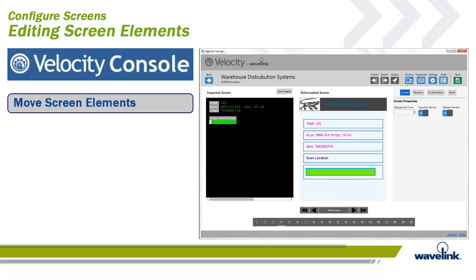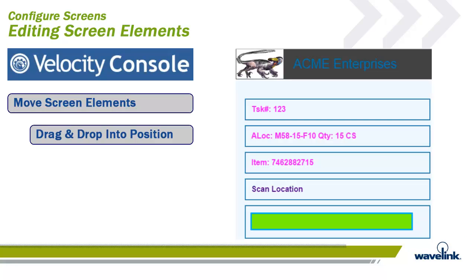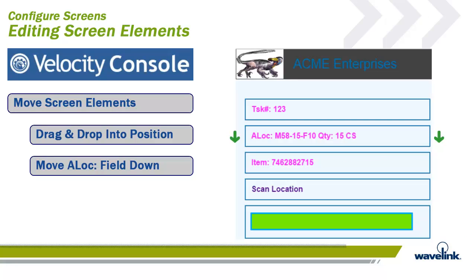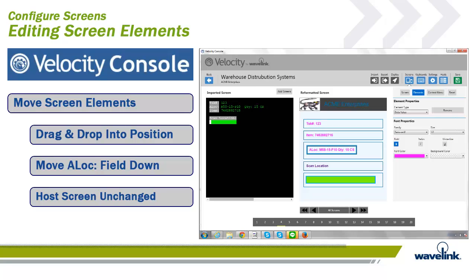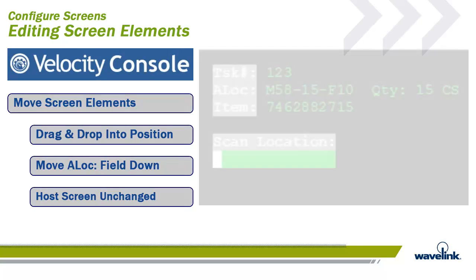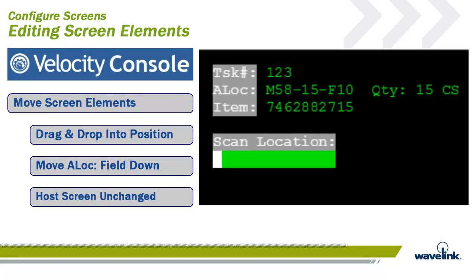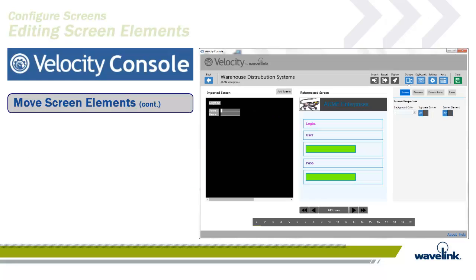Screen elements can be moved at any time. Using a drag and drop motion, we will move the A:: data label down below the item: data label. Notice that no matter what changes are made to the reformatting screen workspace, the host screen information is unchanged. Velocity never makes changes to the original host application. It just makes the screens more readable so the user can be more productive.